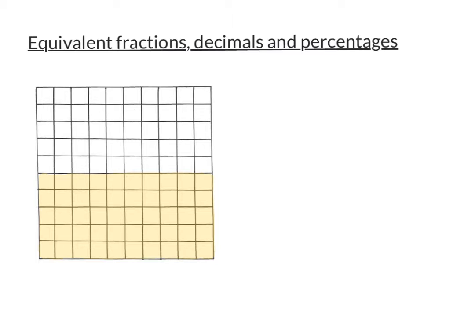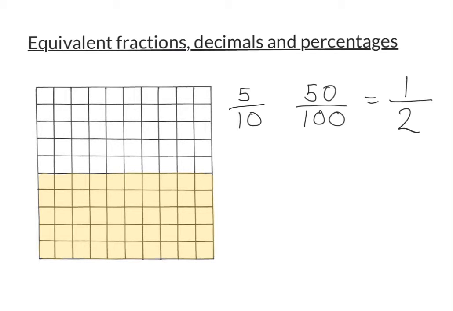Let's have a look at this 100 square. So you can see that I have coloured in 1, 2, 3, 4, 5 rows. So that would be 5/10. Or if we counted them all up individually, it would be 50 out of 100. So there are 100 altogether, and I've got 50 parts shaded. Lots of you, if we're in class, would be able to tell me, ooh, that's equal to a half. So let's have a look then how I can put this as a decimal and as a percentage.